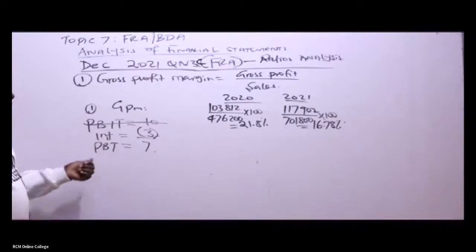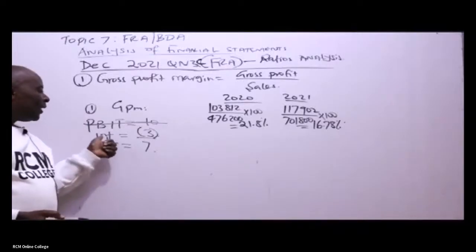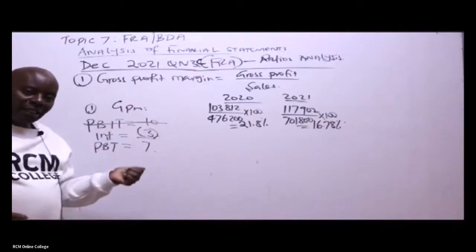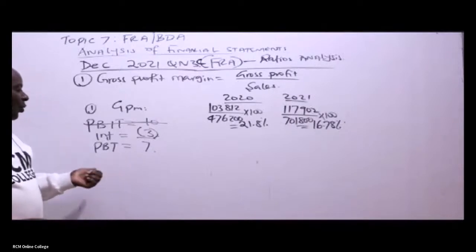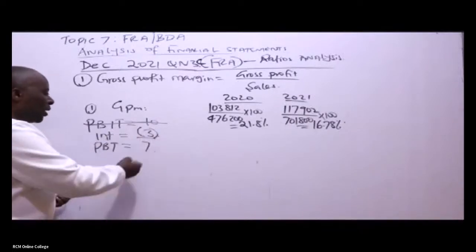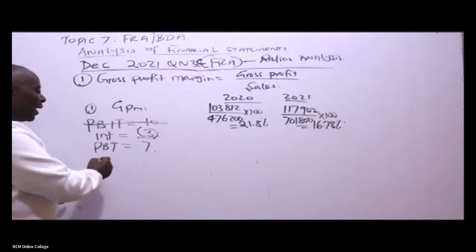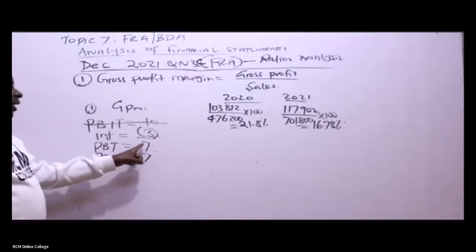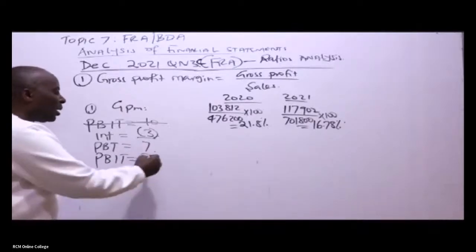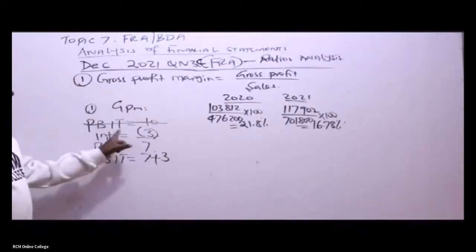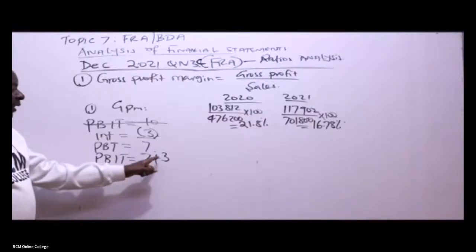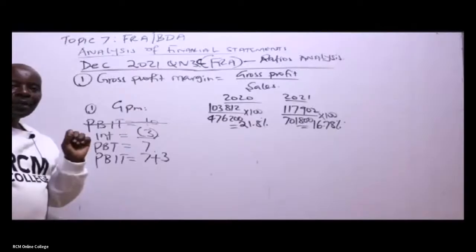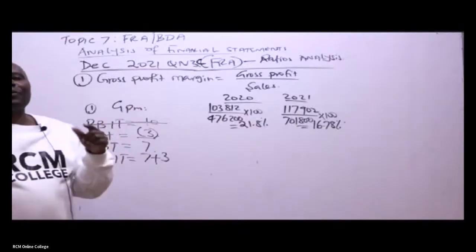Very easy. Because you see, this is profit before tax. It's after interest. So I want you to make it before interest and tax. You had subtracted interest to arrive at this, so simply go and add back that interest, which is 3. So 7 plus 3 gives me 10.